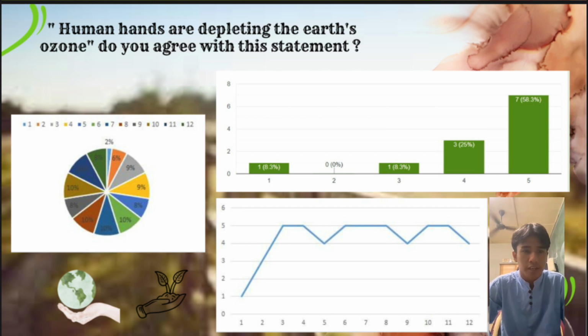For this sixth question, as many as 58.3% voted to strongly agree with the statement, human hands are depleting the Earth's ozone. Besides that, 25% voted to agree with the statement, as well as 1% voted to be neutral because of the given statement. Finally, there are 8.3% who strongly disagree about it. I can conclude that many people are aware that one of the causes of the depletion of the Earth's ozone is the handiwork of humans themselves, for example, making open burning and so on.